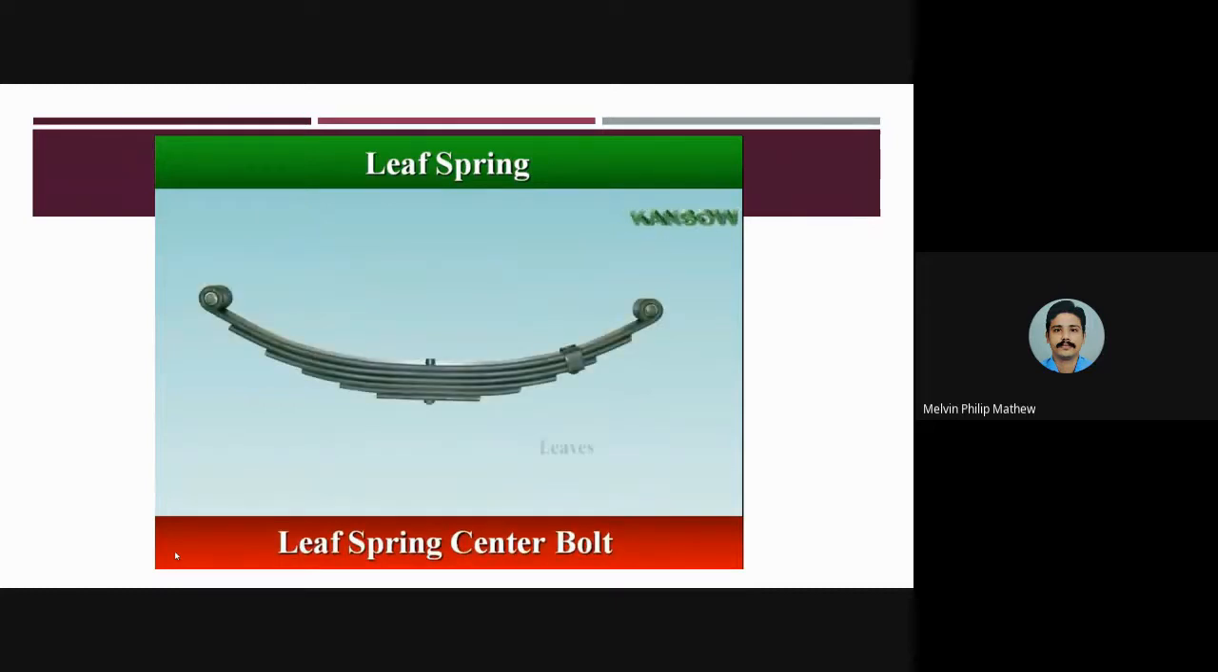The leaves are held together by a center bolt that passes through a hole in the center of each leaf.